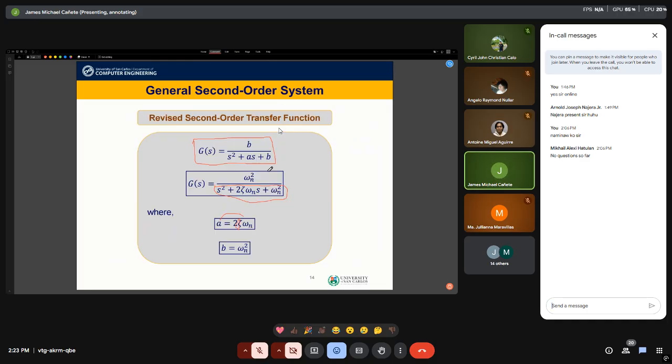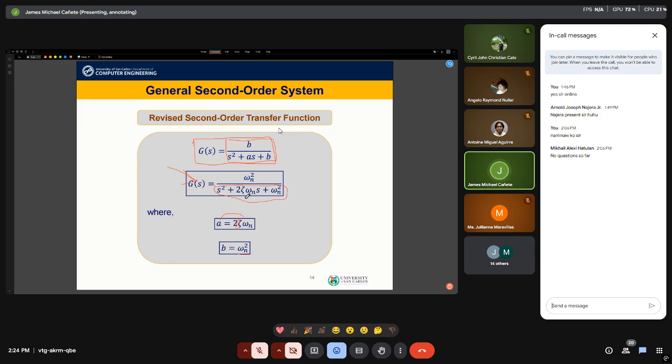So let's move on. Let's update our understanding or our definition of the second order system. Earlier, in the block diagram, it just contained this polynomial. Now that we have new terms, we will relate that to this form of the transfer function. So the replacement is this: B is equal to omega sub n squared, A is equal to 2 times zeta times omega n. If we do this, we now have a general form of the second order transfer function.